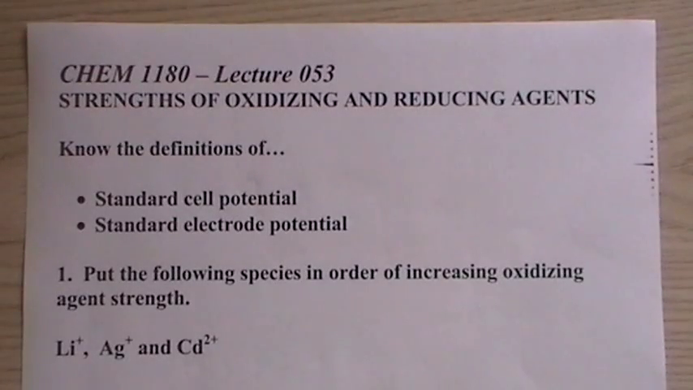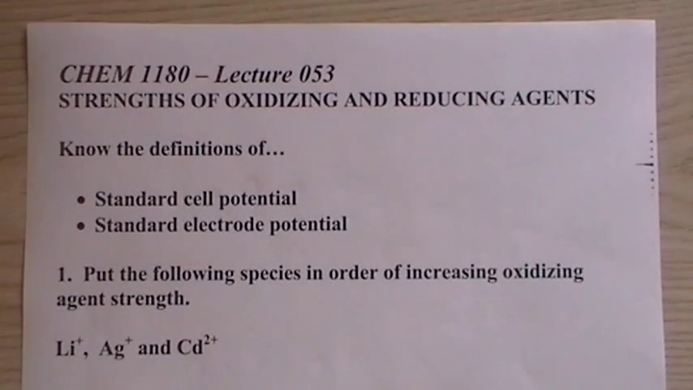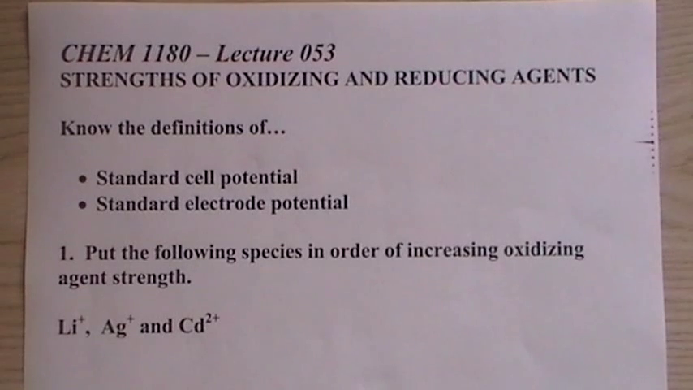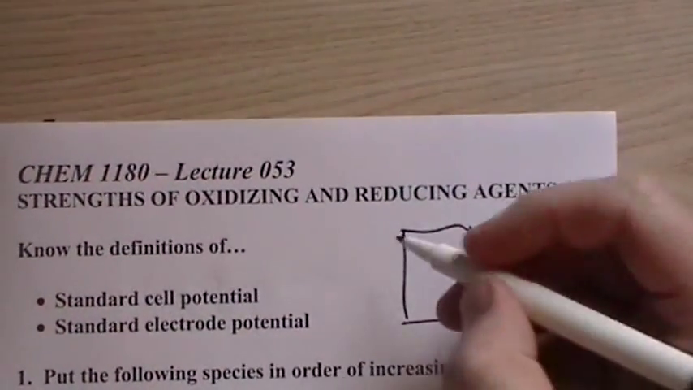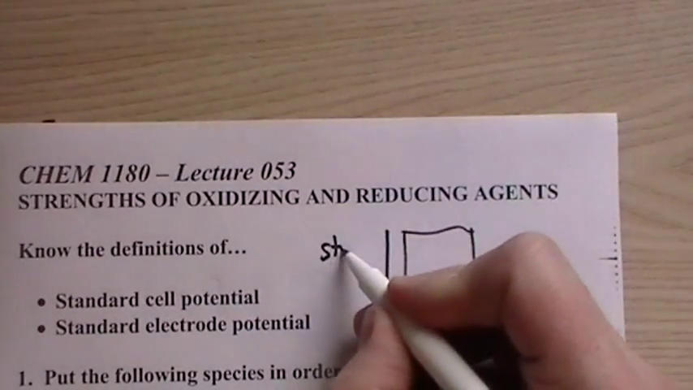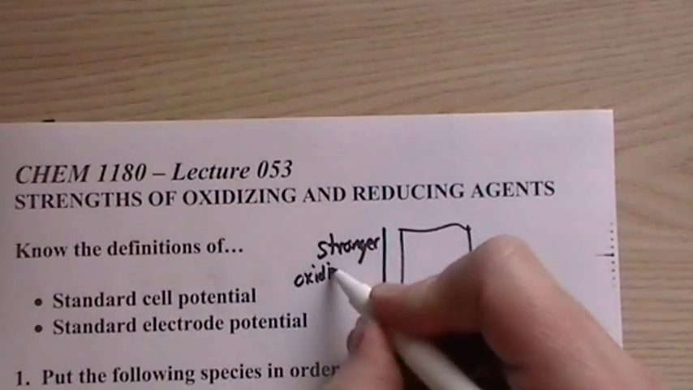Okay, so strengths of oxidizing and reducing agents. Now the rule is that the strongest oxidizing agents in the table of standard electrode potentials are the oxidized species corresponding to the half reactions with the largest, most positive E values. So if you have your table, I'm not going to draw it out. As you move down in this direction, you get stronger oxidizing agents.